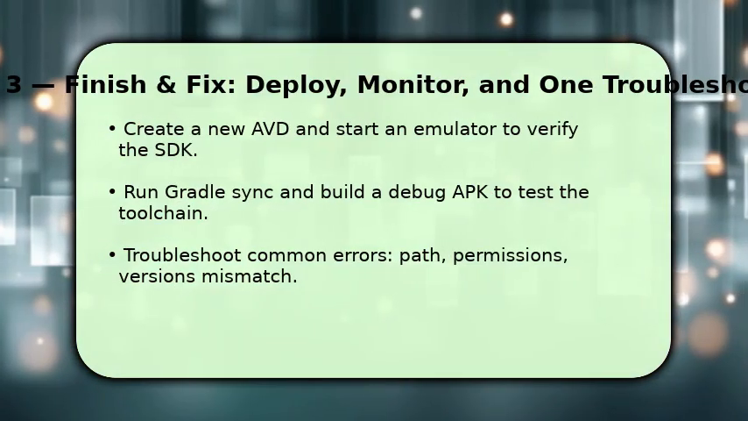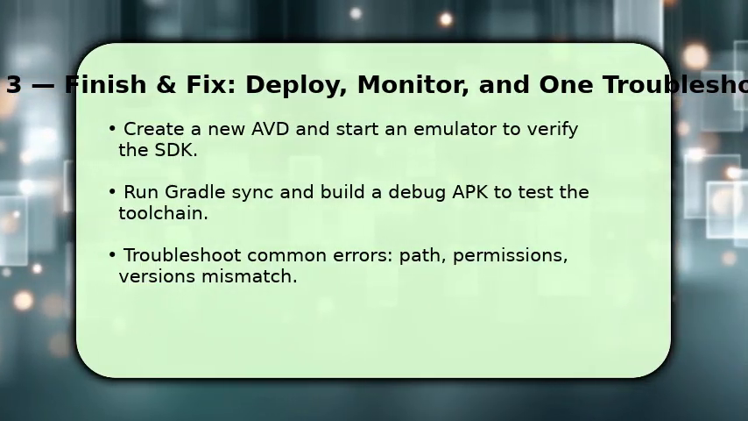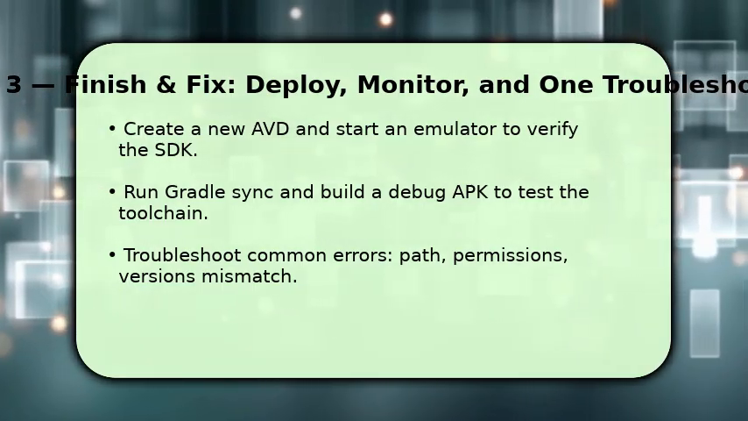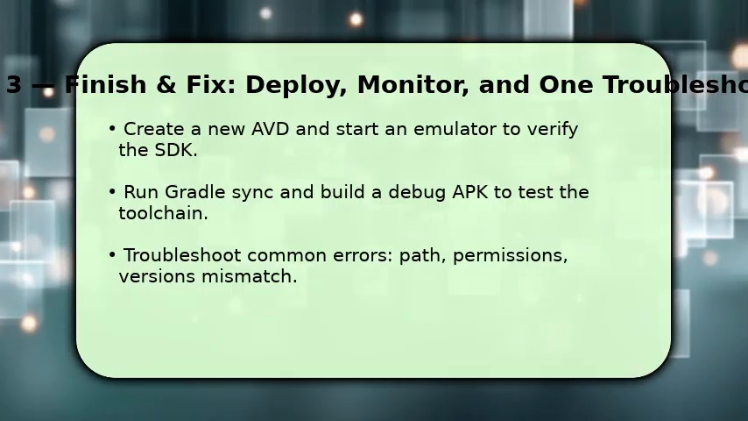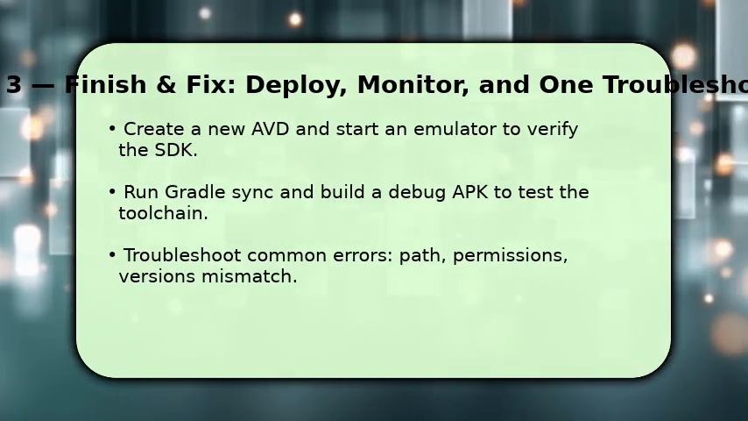Finish by testing the full setup. Create an AVD and launch the emulator to confirm system images work. Then run Gradle sync and build a simple debug APK. You should see a successful build and app deploy. If something fails, check SDK path, file permissions, and build tools versions.